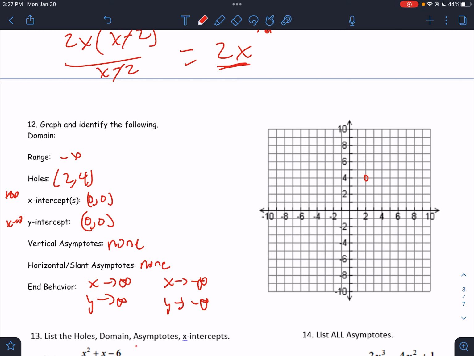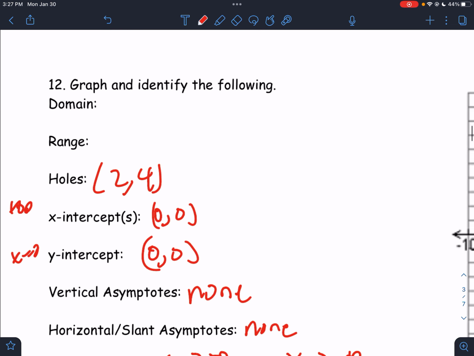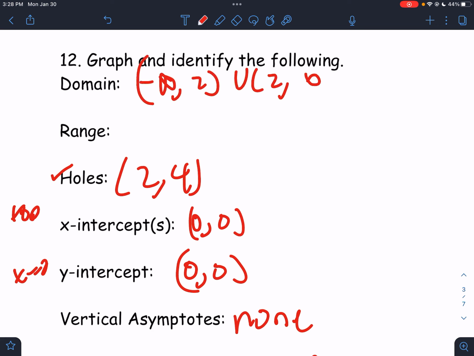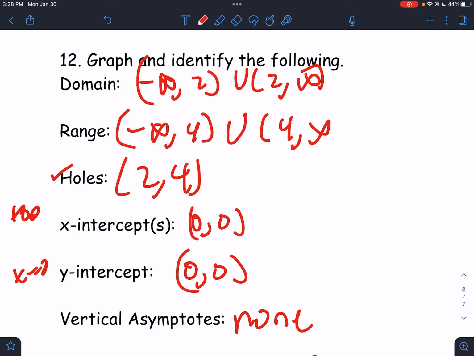The range is going to be up and down forever. There's nothing that breaks it. The domain is going to be left and right forever. Oh, wait. There's a hole. So the hole breaks the domain and the range. So negative infinity to 2 to infinity. For the range, negative infinity to 4 to infinity, right? This is an x, it breaks the x value. This is a y, it breaks the y value. That hole is not there.